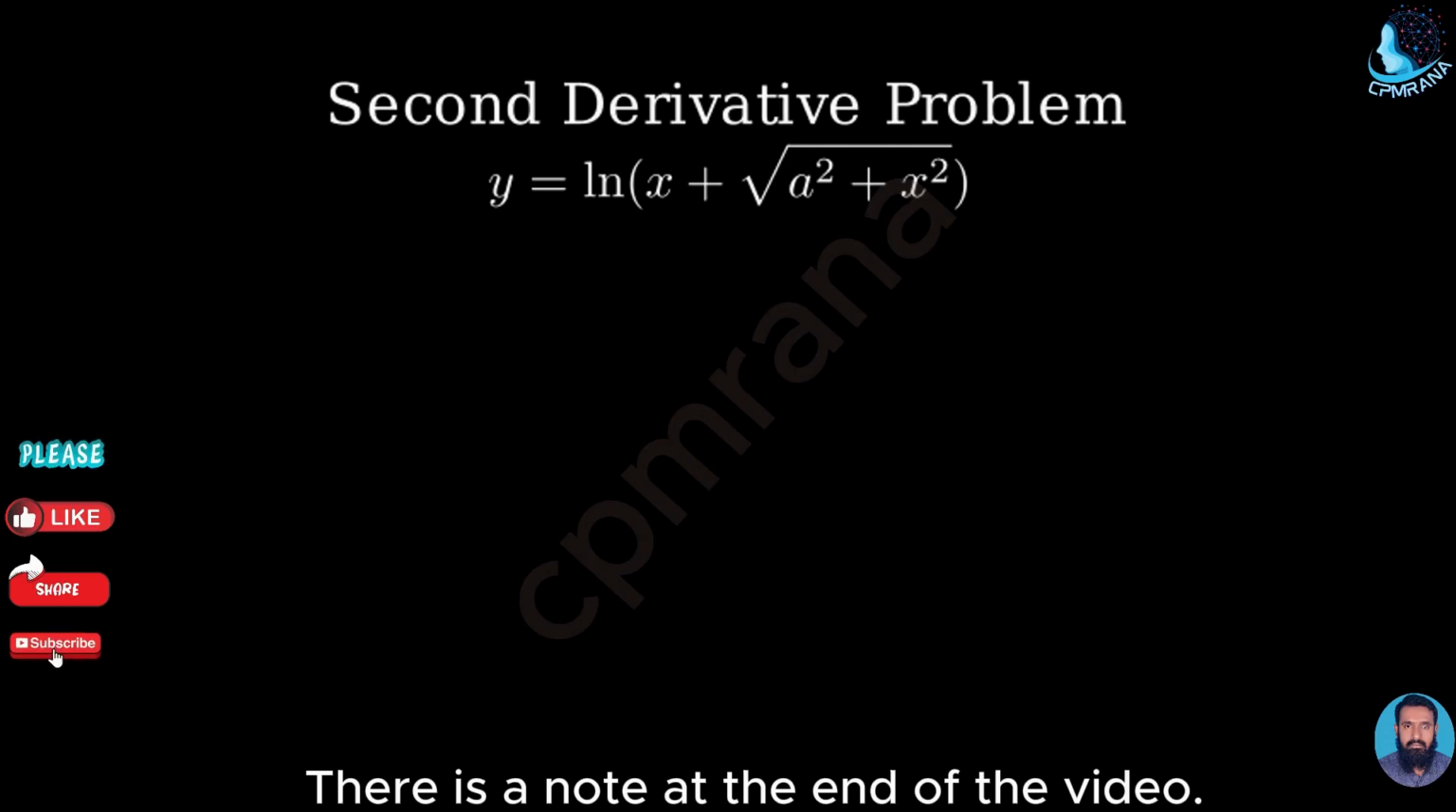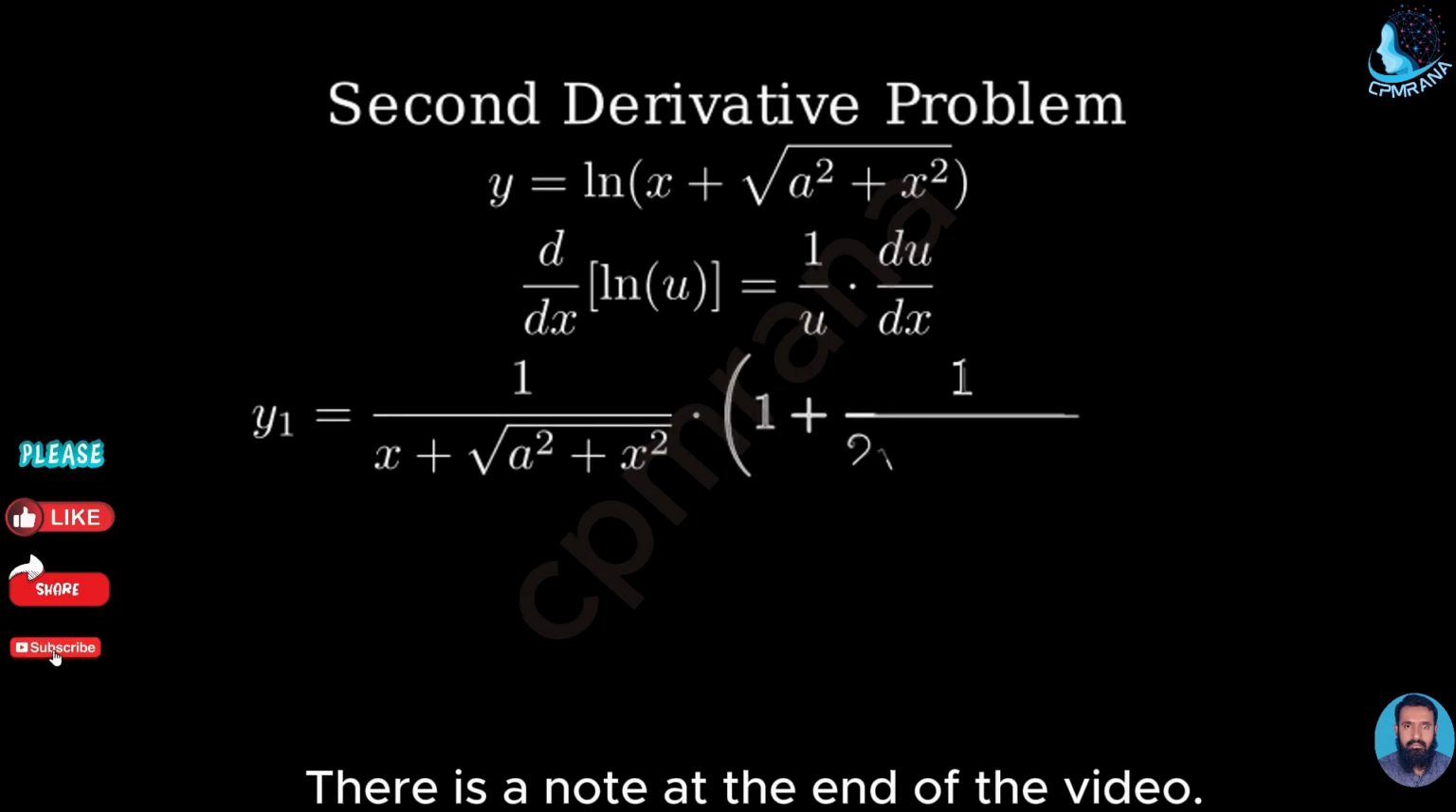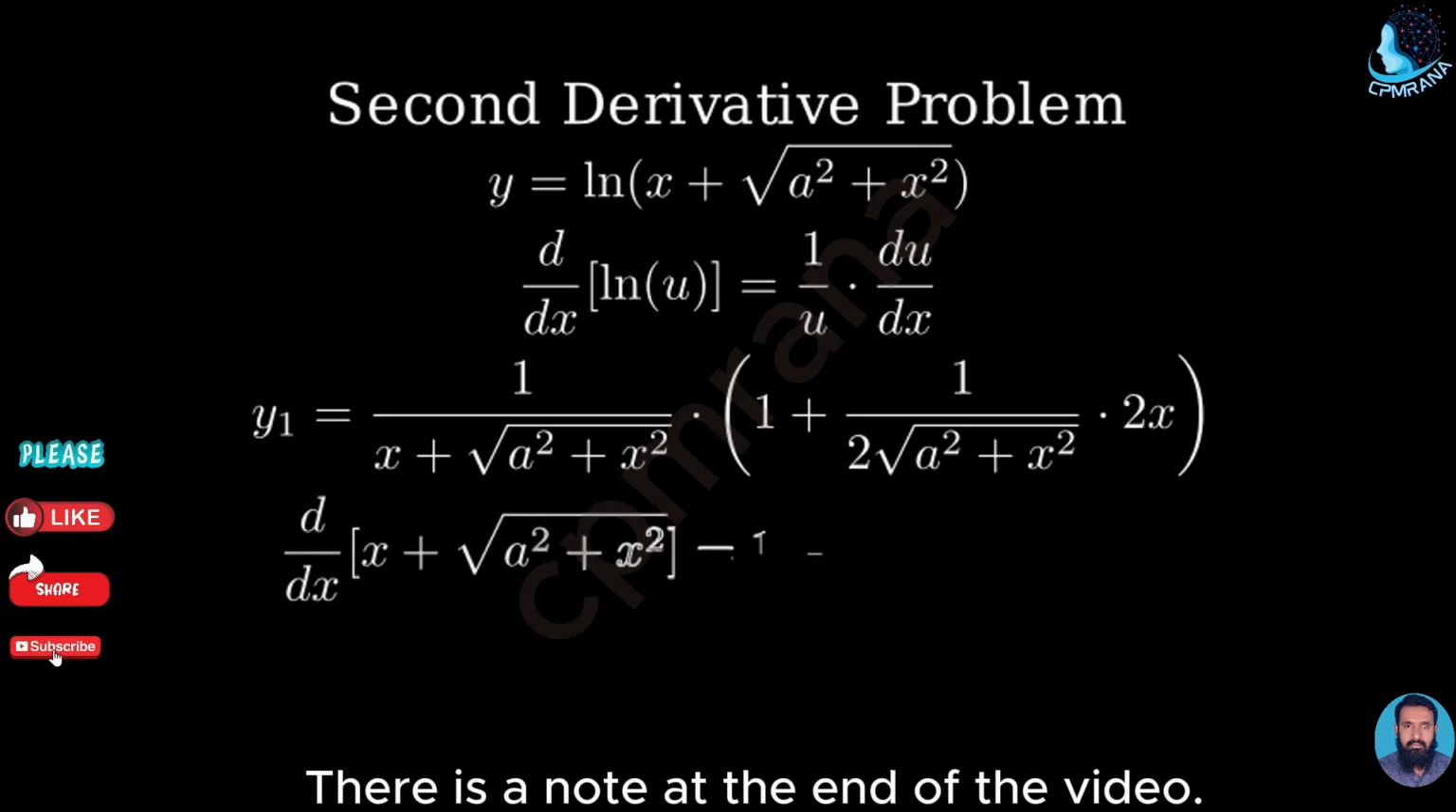To find the first derivative, we'll use the chain rule. Remember, the derivative of natural log is 1 over the function times the derivative of the inside function. Let's apply this. The first derivative, y1, equals 1 over x plus root a squared plus x squared times the derivative of the inside. For the inside derivative, we get 1 plus 1 over 2 root a squared plus x squared times 2x. Now let's simplify this expression.